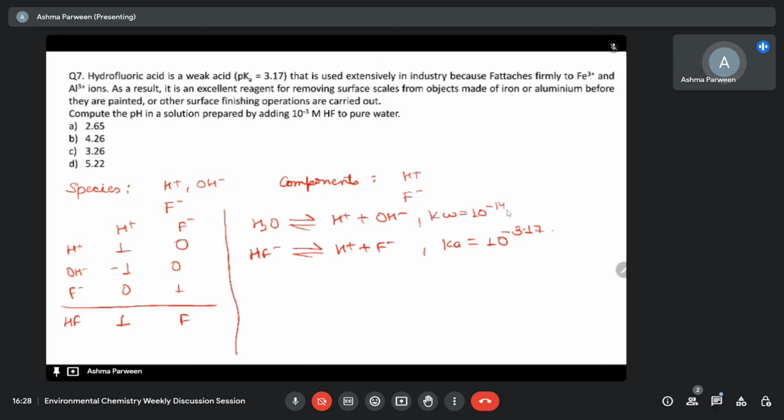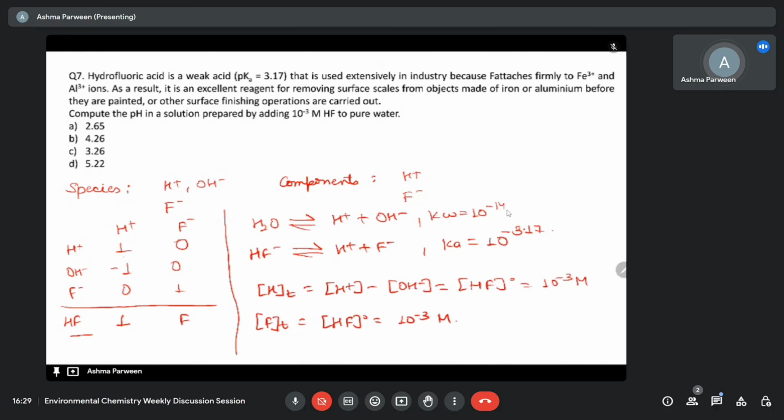And now we will do the component mass balance. H total will be equal to H plus minus OH minus, and it will be equal to HF initially added in the system, which is 10 raised power minus 3 M. And next we will do the component mass balance on F total, which will be equal to HF added in the system, that is equal to 10 raised power minus 3 molar.